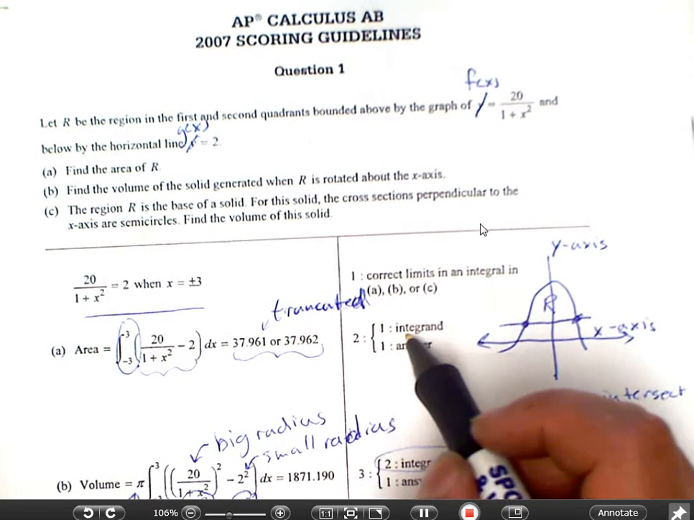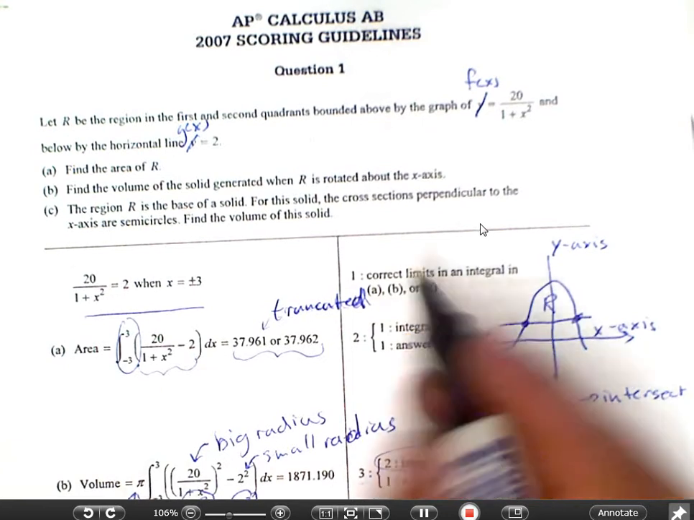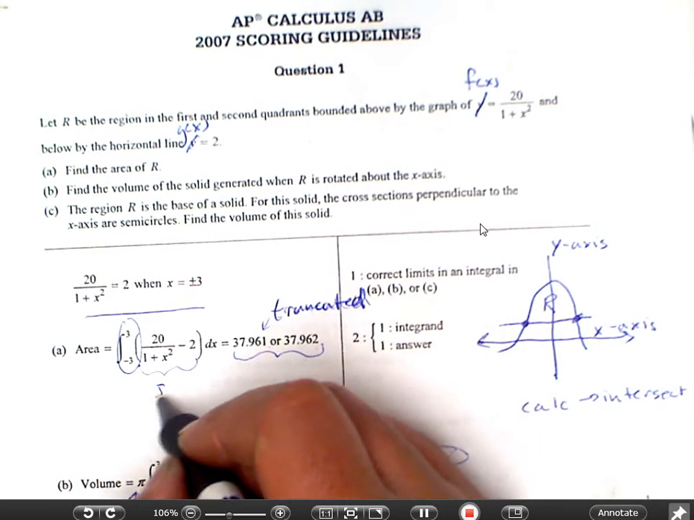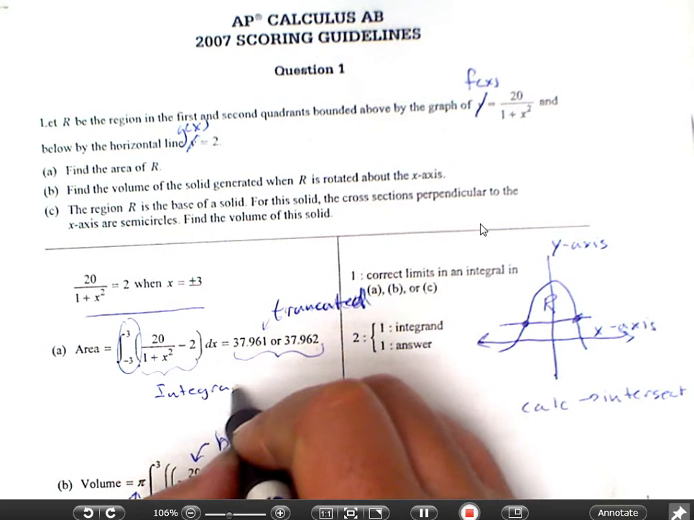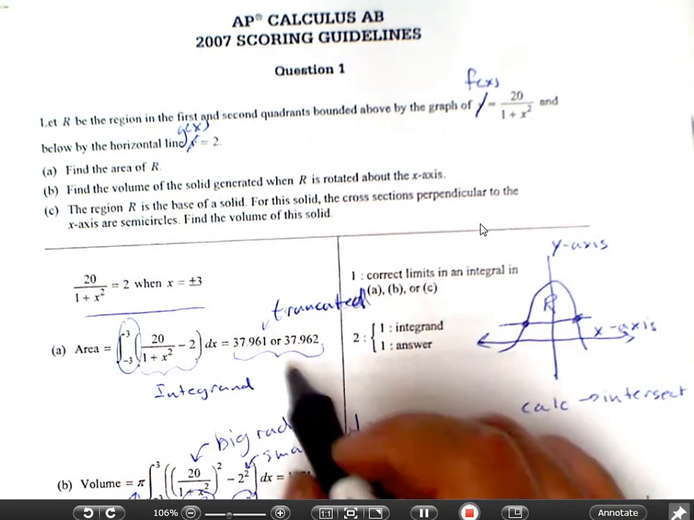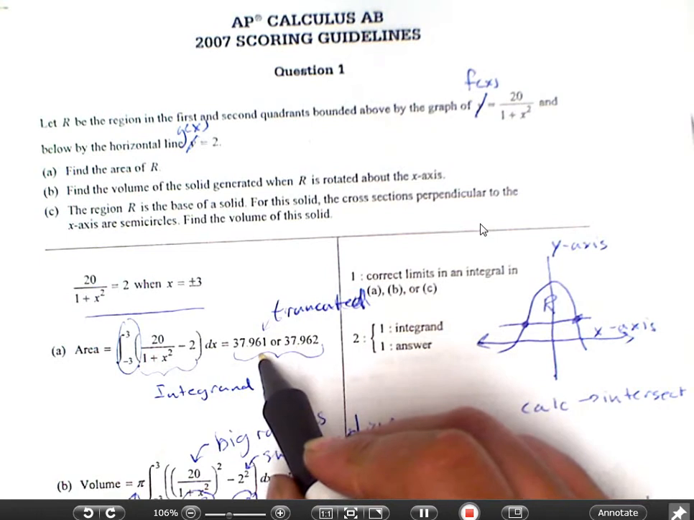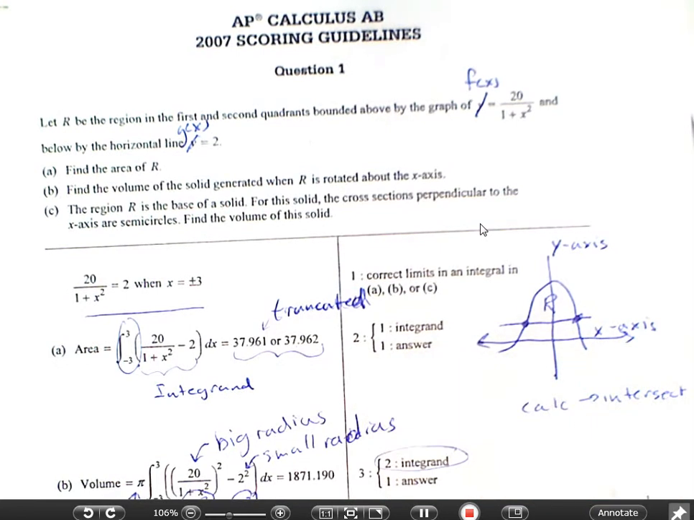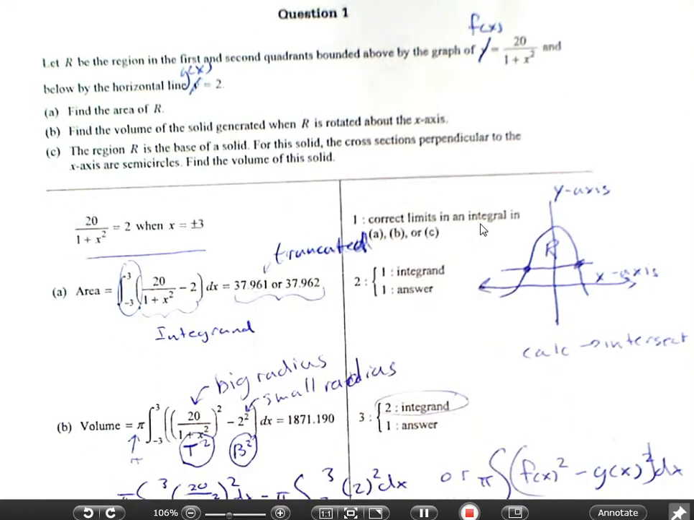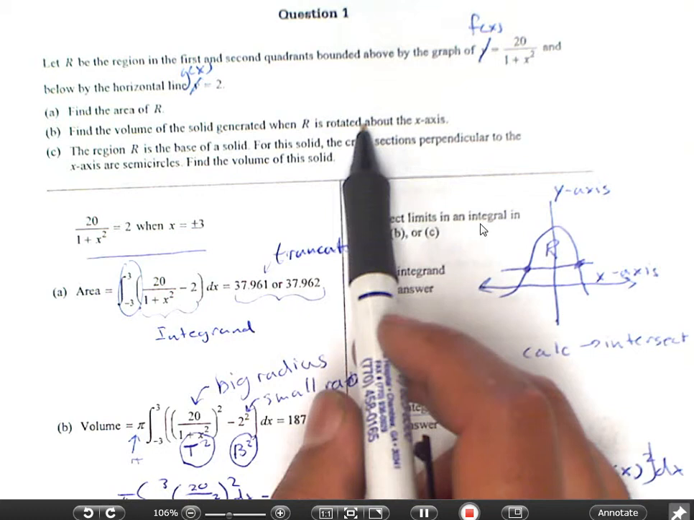Point for the integrand, which is this. Point for the answer. This is truncated, this is rounded. Truncated is just chopped off. No rounding, just chopping decimals. Okay? There we go.